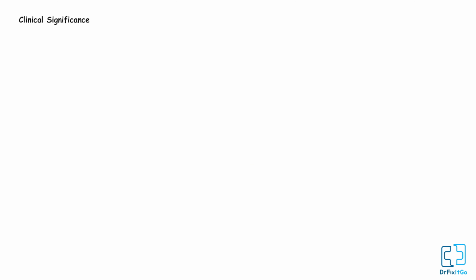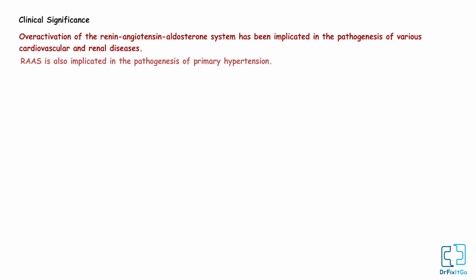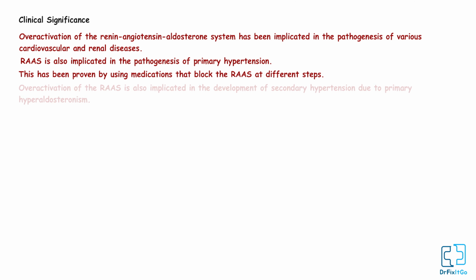Clinical significance. Overactivation of the renin-angiotensin-aldosterone system has been implicated in the pathogenesis of various cardiovascular and renal diseases. RAS is also implicated in the pathogenesis of primary hypertension. This has been proven by using medication that blocks the RAS at different steps. Overactivation of RAS is also implicated in the development of secondary hypertension due to primary hyperaldosteronism.